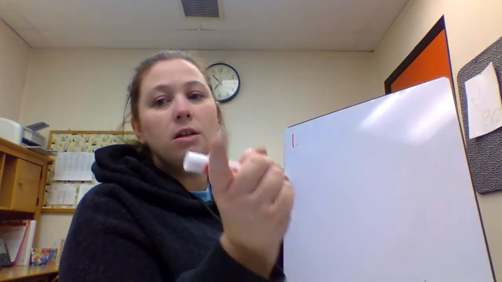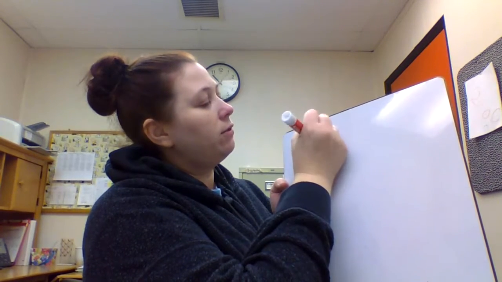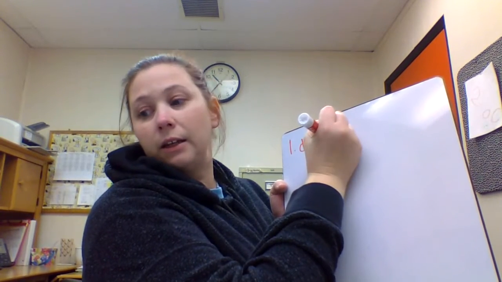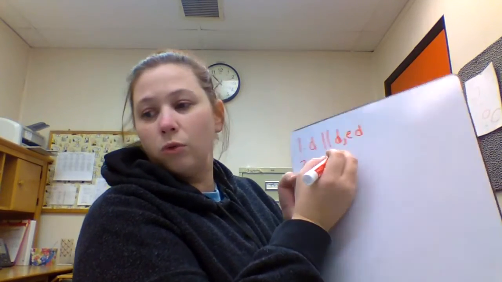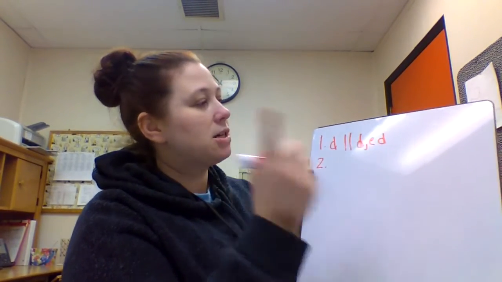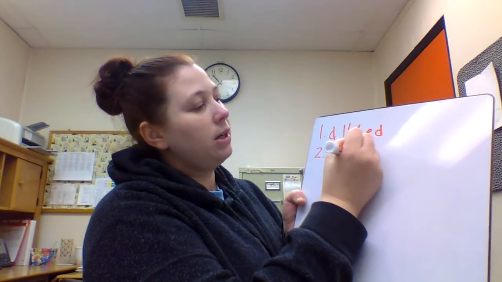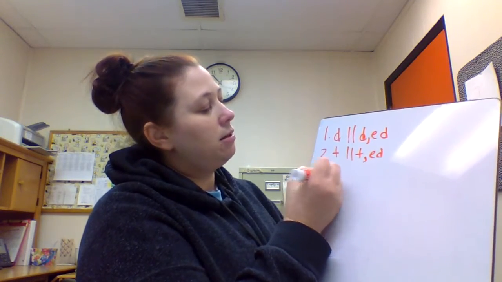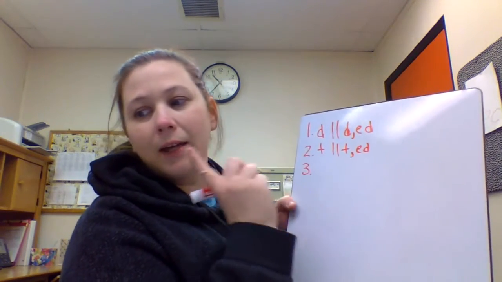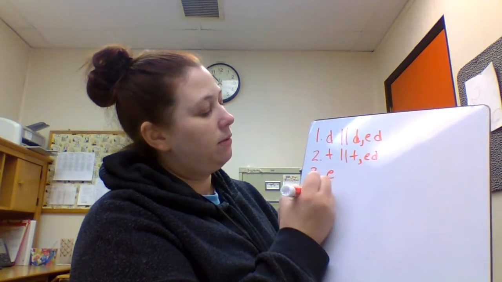So D, D, and then the letters that make it are D, or as a final sound, D, comma, E, D. Number 2, we have T, T. So it's T, or as a final sound, we have T, or, comma, E, D. Number 3, we have E, which is just E for now.